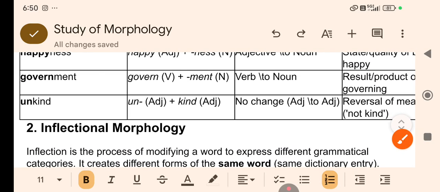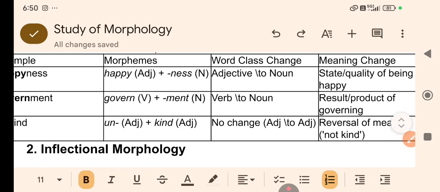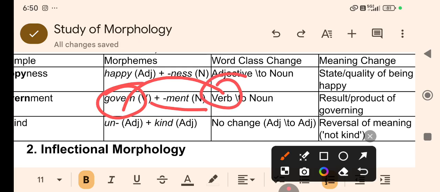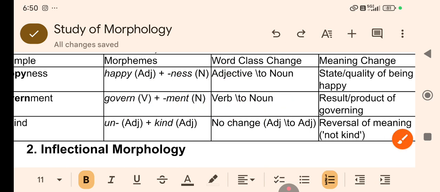Another example, government. So govern is the root word morpheme, right? And ment is the suffix. To govern something is the verb form, but when we add ment, it becomes a noun and means the result or product of governing. So the meaning changes. Government and govern are both different.